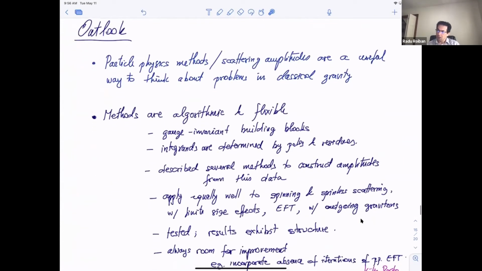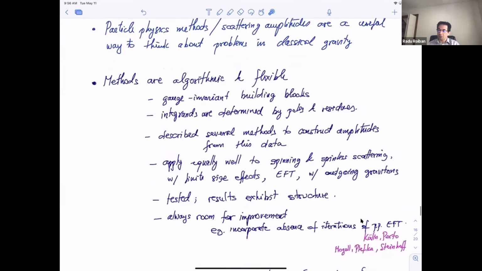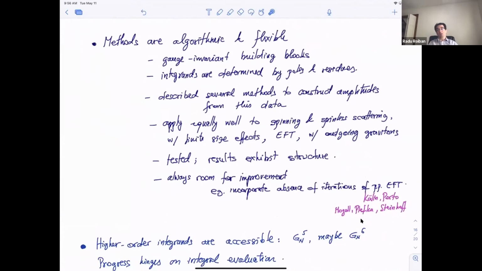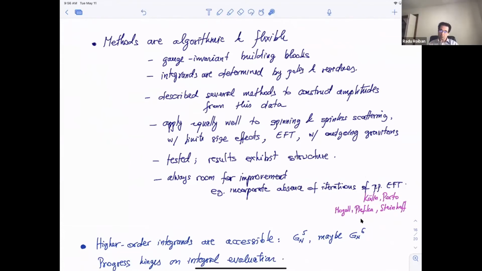So we did cover quite a bit of material here and a lot of technology. But the point is that particle physics methods are definitely a useful way to think about problems in classical gravity. They are algorithmic and flexible. They build on gauge invariant building blocks. Integrands are determined by these building blocks, which are poles and residues. There are lots of methods one can choose from.